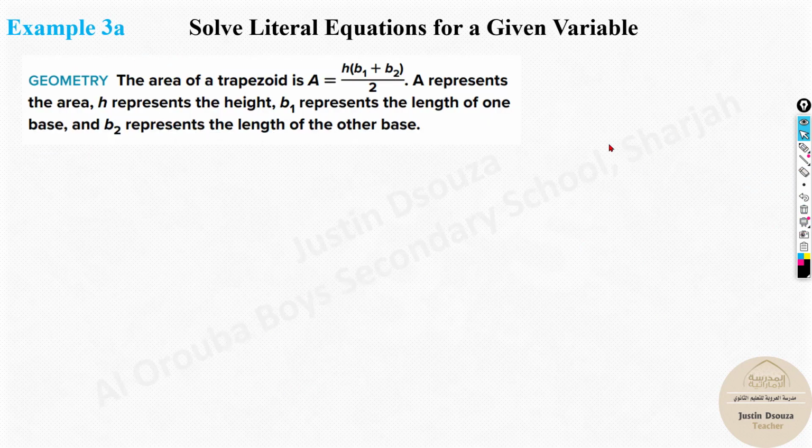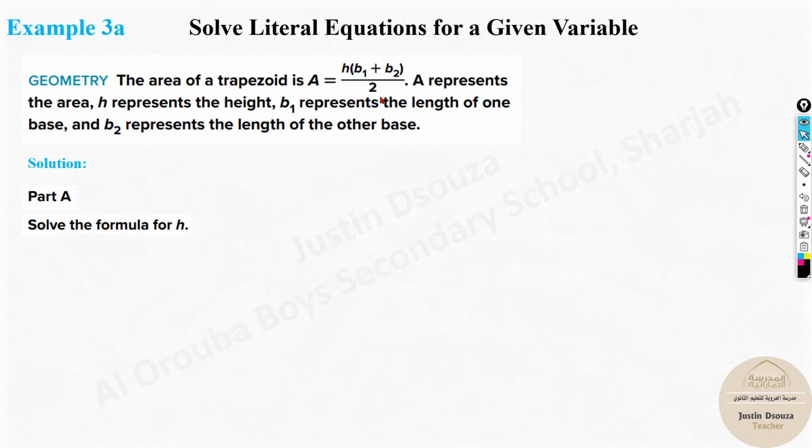Same way over here. It's kind of a real world problem. Now here they have told the area of a trapezoid A is given by this equation. The area of a trapezoid is half of h times b1 plus b2. These are the two side lengths. A represents the area, h represents the height, b1 represents the length of one base, and b2 represents the length of the other base. Okay, so for part A, you need to solve for h.